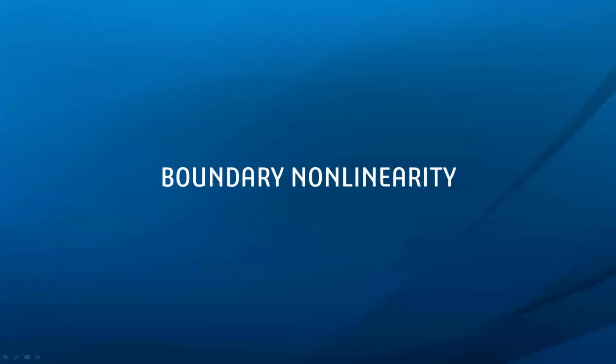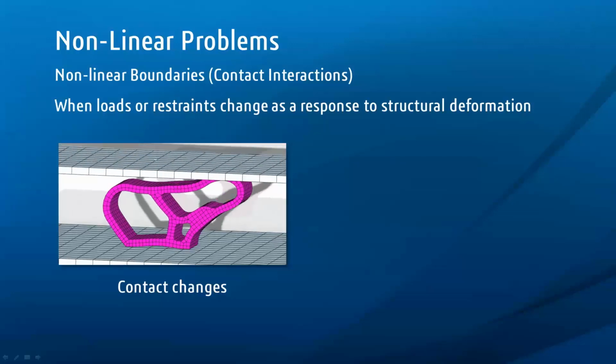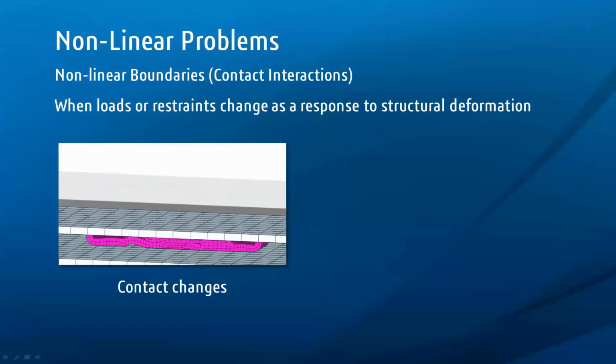Boundary nonlinearities occur when loads or restraints change as a response to structural deformation. These can be due to changes related to contact interactions, such as moving from a sticking or slipping condition, or the opening or closing of normal contact surfaces. With SIMULIAworks, we're able to model complex behaviour for each of these situations. We can deal with anything from frictionless to rough behaviour and anywhere in between.